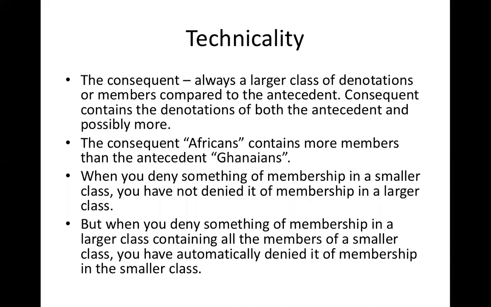But when you say that Peter is not an African, in order to say that Peter is not a Ghanaian, then you'll be wrong. Because if you say Peter is not an African, the conclusion that Peter is not a Ghanaian does not follow with certainty. There are other African nationalities. There are other nationalities in Africa. So denying someone of being an African does not automatically mean that he's denied of being a Ghanaian.